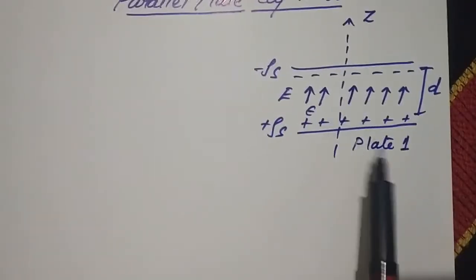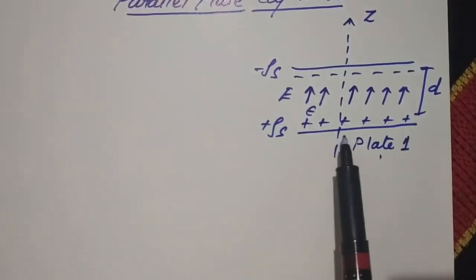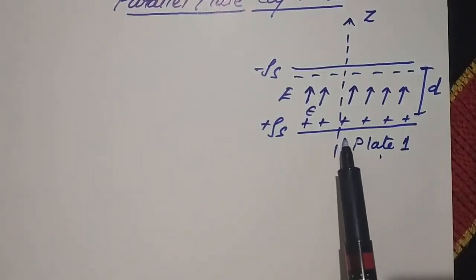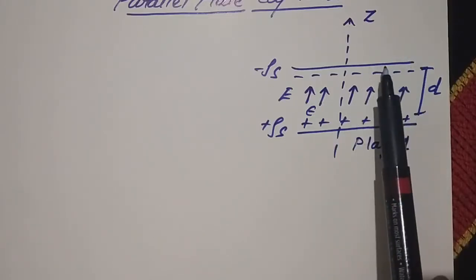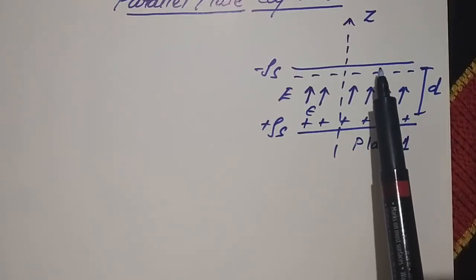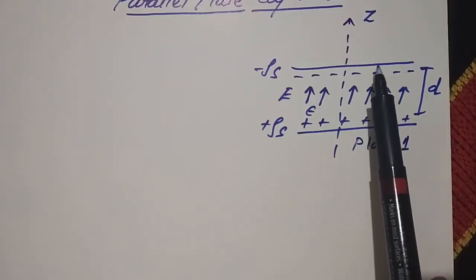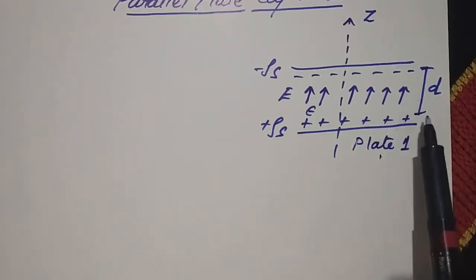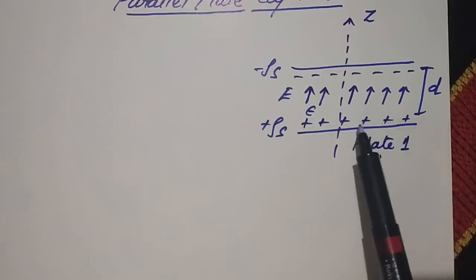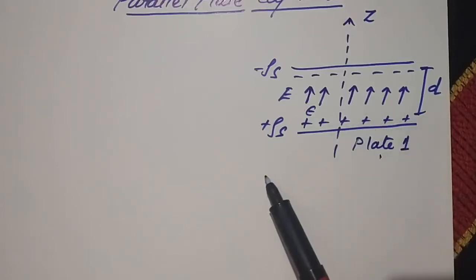So plate 1 is at z equal to 0, that is, it is at the xy plane, whereas plate 2 is at z equal to d, placed at the distance d, which is parallel to the xy plane. Okay, so this is your y and this is your x plane.